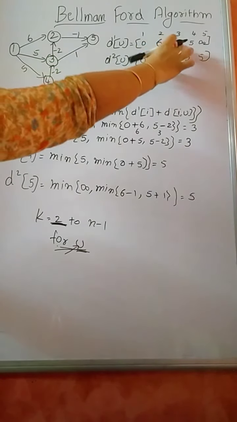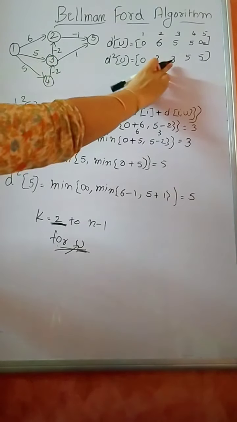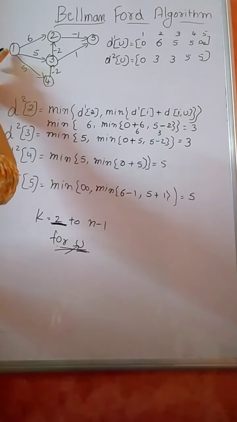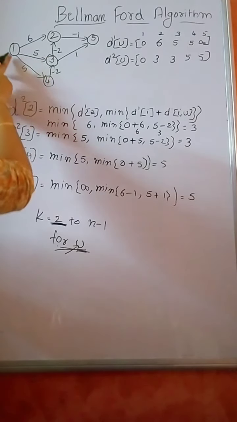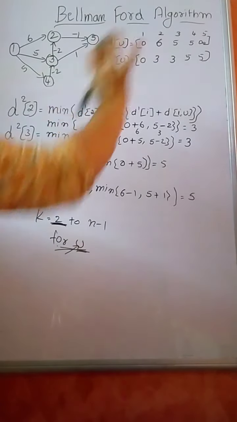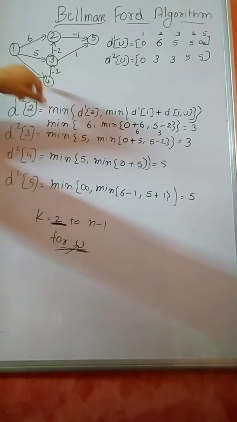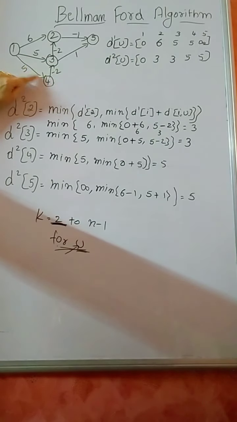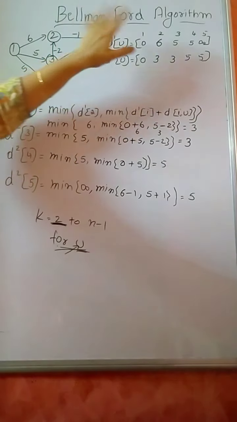So previous distance to the 3 was 5. Means direct distance I was taking. Now it is 3. How am I getting 3? So it is 1 to 4 and 4 to 3. 1 to 4, 4 to 3, 5 minus 2, that is 3. Okay, 2 edges apart if I am going. Then previous distance to the 4 was 5. Now also it is 5. There is no change because here you are having only one edge apart. There is no 2 edges apart you are having to the 4, like how you are having it for the 2 and the 3. That's why no change.